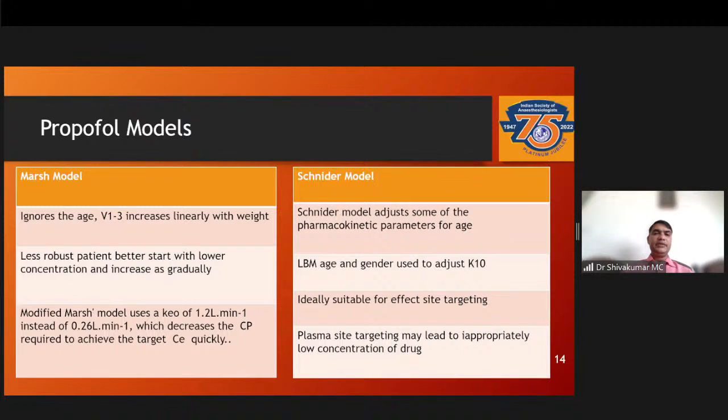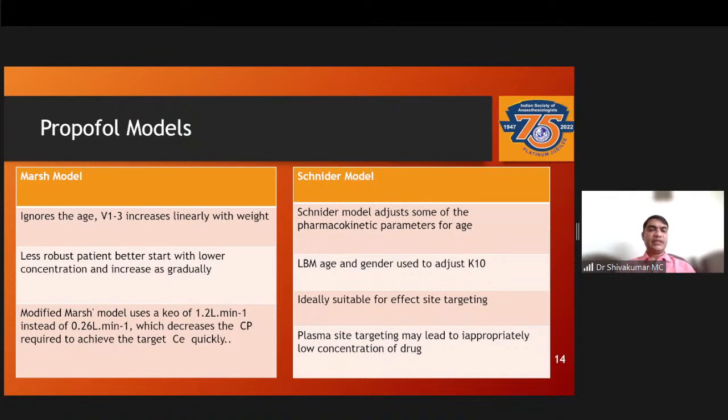So coming to a little detail about the commonly used adult models, that is the Marsh and the Schnider models. The Marsh model ignores the age. V1 to V3 increase linearly with the weight, which is actually not based on pharmacokinetics, because not in all patients will the V1 compartment or V2 compartment increase linearly. It may vary based on the body composition.